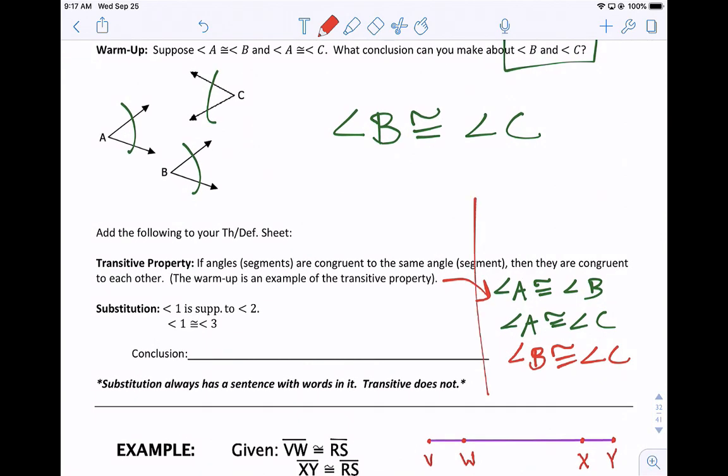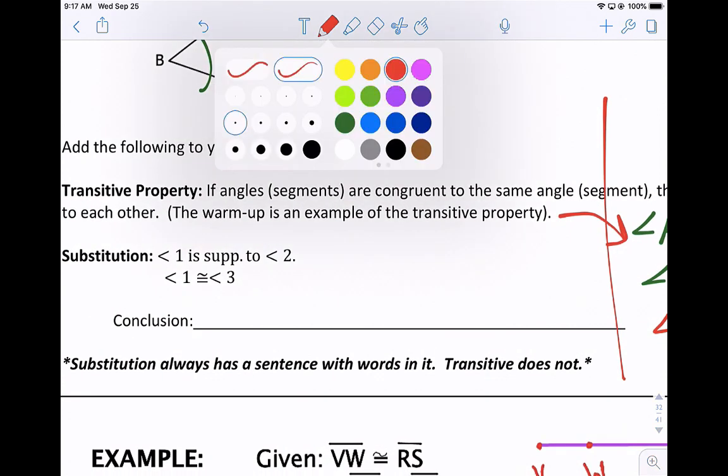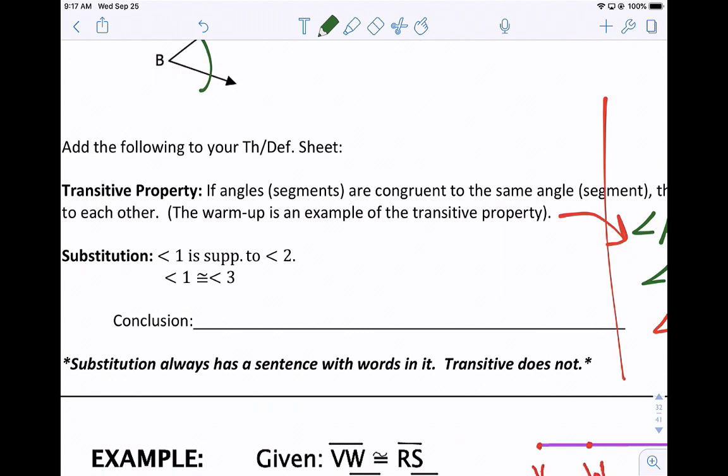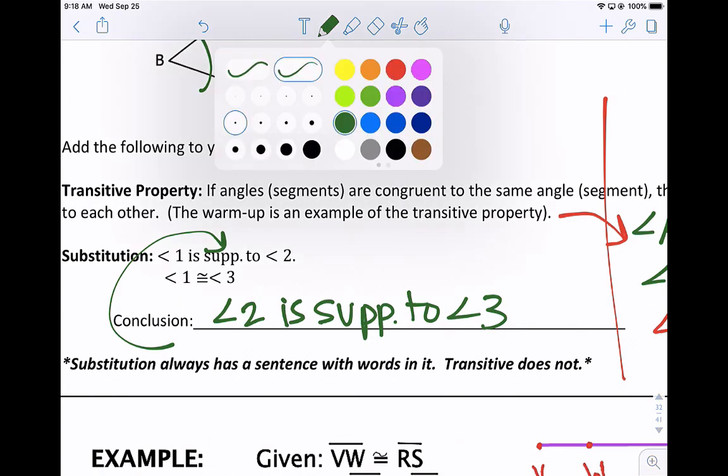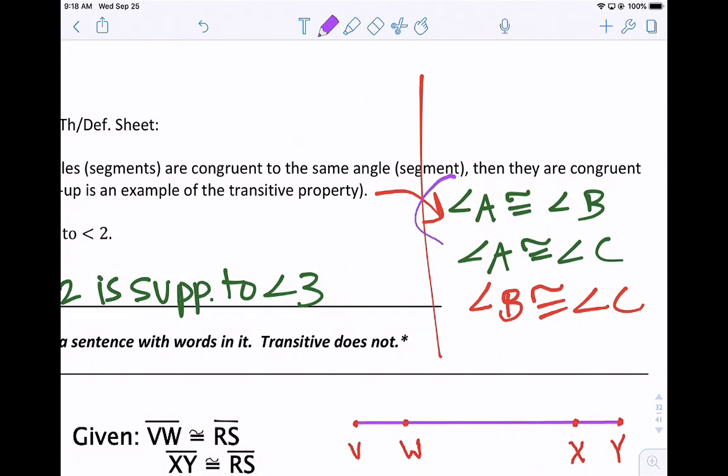All right, another property is the substitution property. Let's say angle 1 is supplementary to angle 2, and angle 1 is congruent to angle 3. What conclusion can you make? Well, we could say that angle 2 is supplementary to angle 3. Now the main difference between these two is substitution has a sentence with words in it, like that. Transitive doesn't have words. So transitive, if we take a look at these three statements, no words.